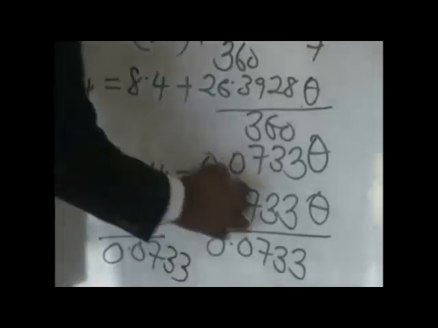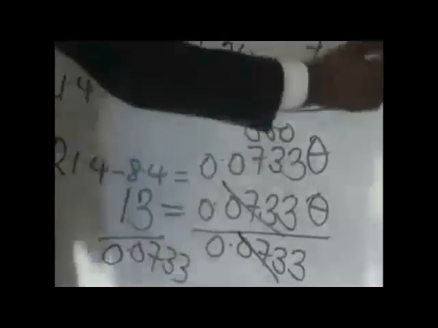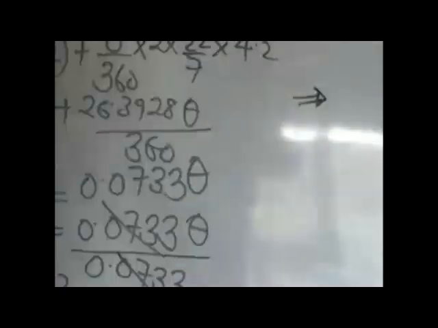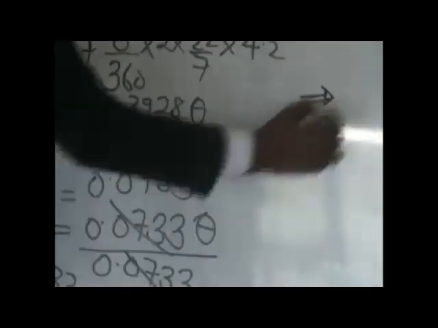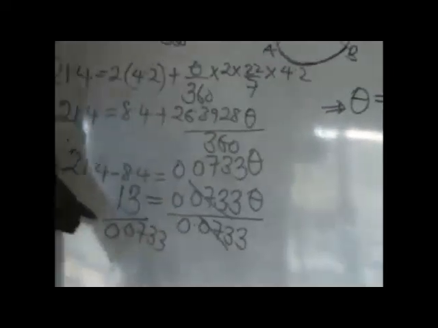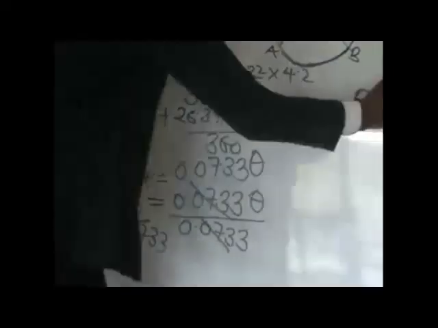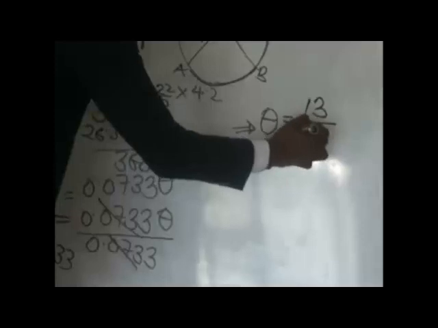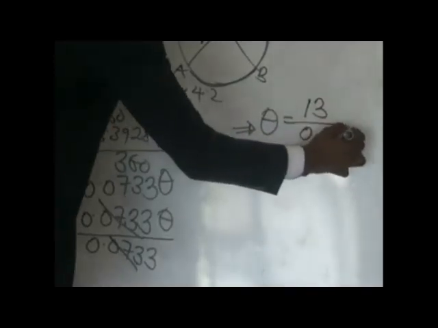0.0733. This, of course, we cancel. So let me come here so that you see what I'm solving. Transferring this, we are left with theta here, which is the angle of the sector. Now 13 divided by 0.0733 will give you theta.